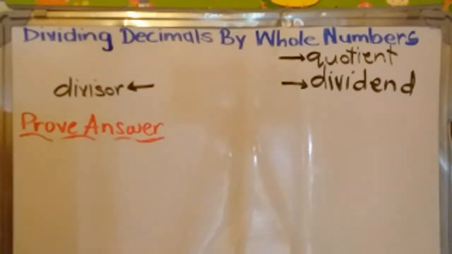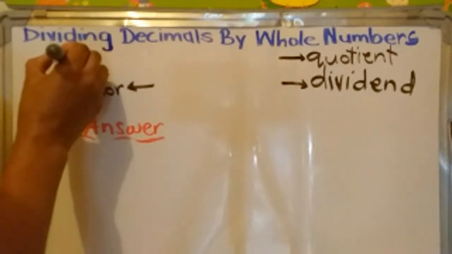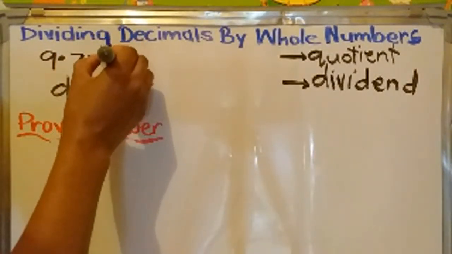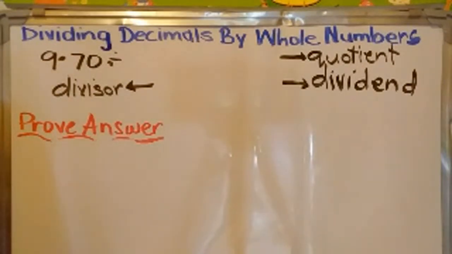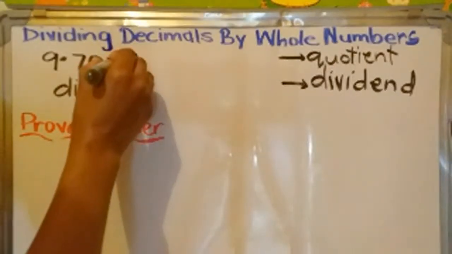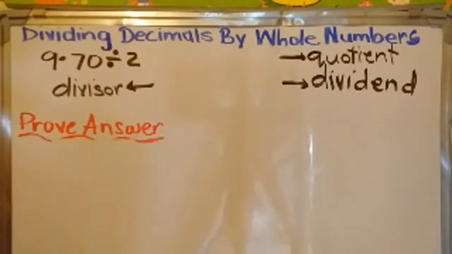All right, guys, we're going to take another division problem. So here we have 9.70, and of course, we are dividing by 2. All right, guys, so let's work this problem. Let us work this problem to find the quotient.